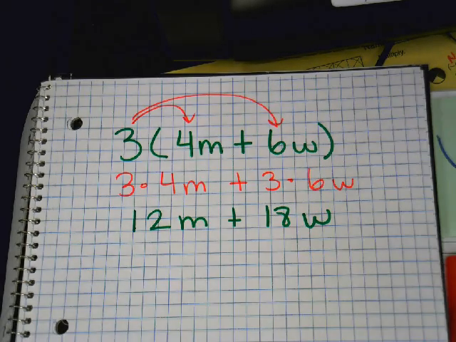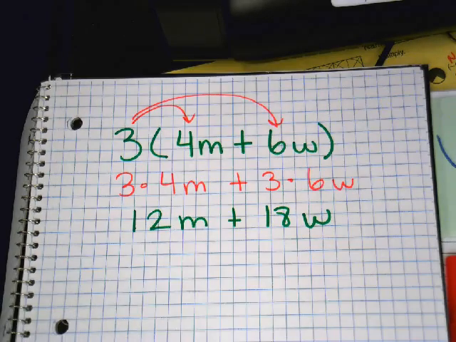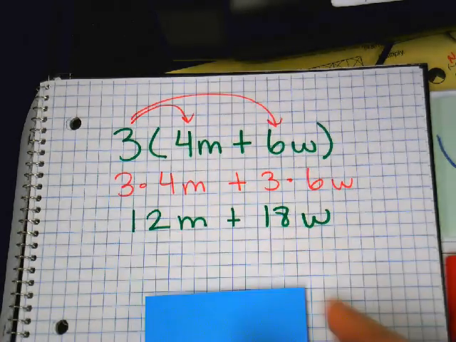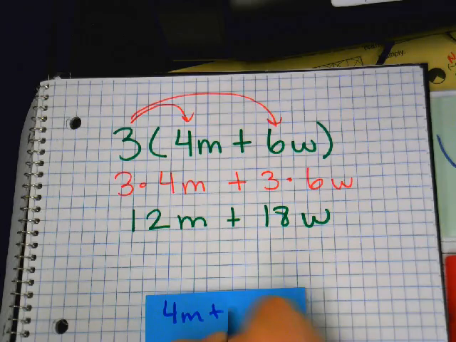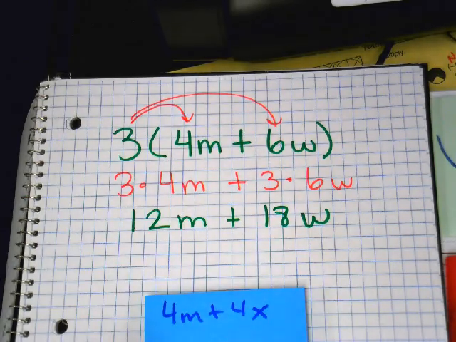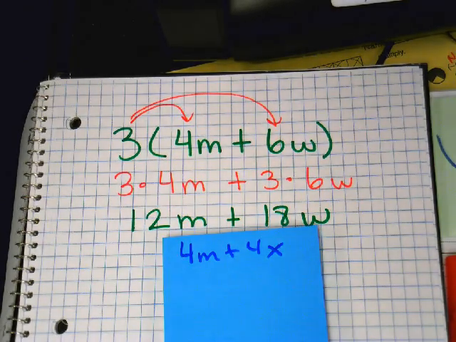Okay, last thing. What happens if there's 2 letters in the same term? Like 4MW. You still can't combine them. So for example, if it was like 4m plus 4x, the number's the same, right? But it's the variables that count. So if the variables are not the same, you're done.